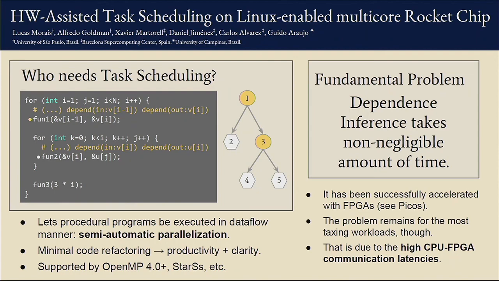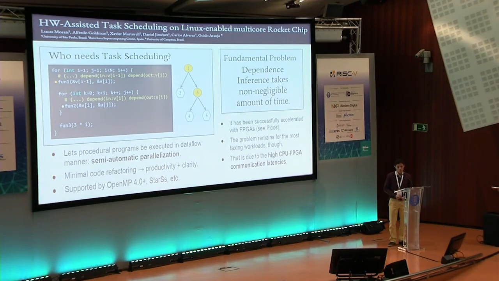And of course, this automatic inference of data dependencies doesn't come for free. So for the most fine-grained workloads, which are workloads for which tasks are very short, the overhead could be too much, right? So some people have already tried accelerating these systems with FPGA acceleration, and they met some success, but the high CPU-FPGA communication latencies prevented these solutions from performing as well for the most taxing workloads.